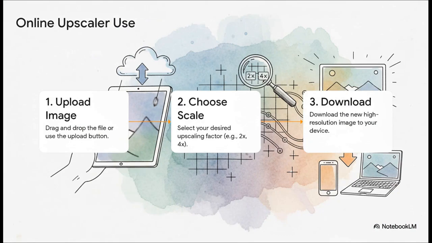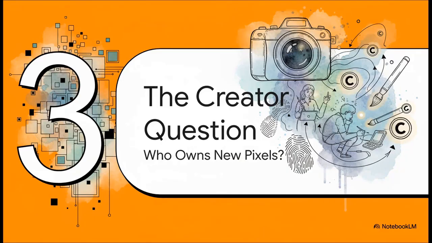And don't be intimidated by this. Using most of these tools is incredibly simple. It's usually just a three-step dance. You upload your image, you pick how much bigger you want it, usually something like 2x or 4x the original size, and then you just hit download. The AI does all the heavy lifting in the background, and boom, you get a high-resolution file in seconds. It feels like magic.